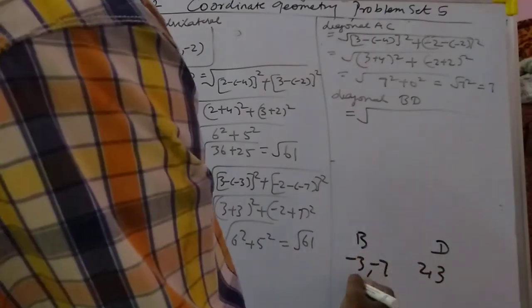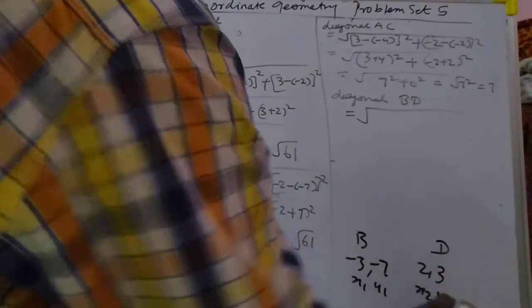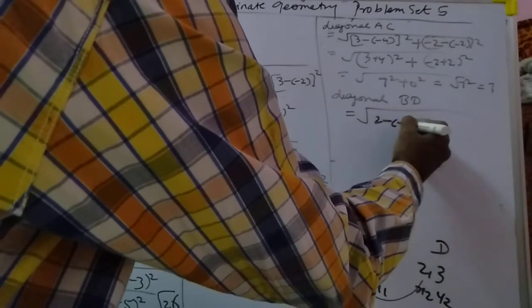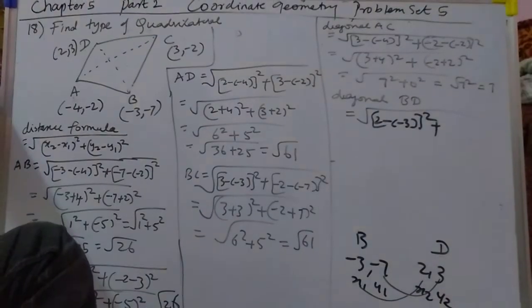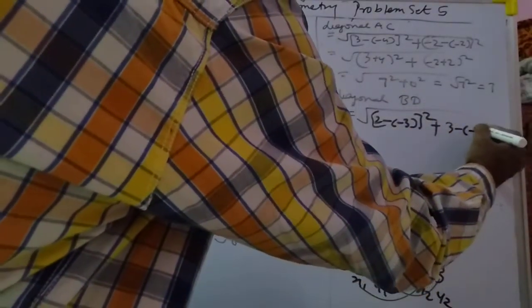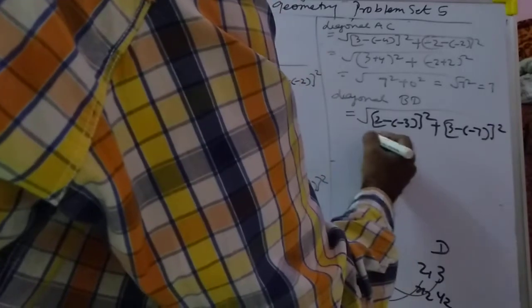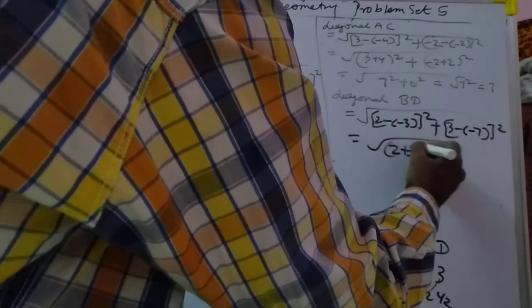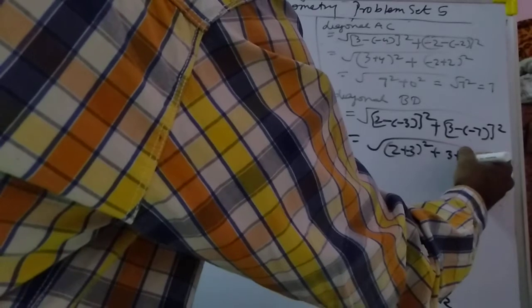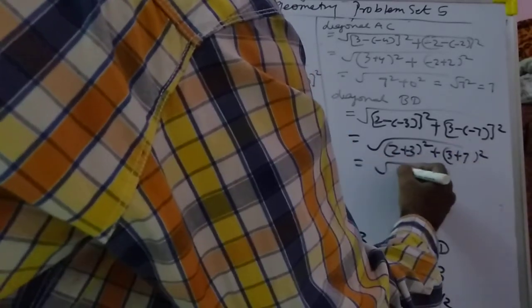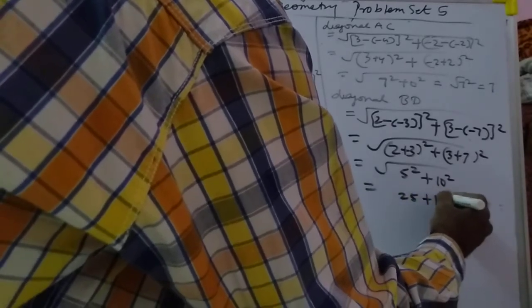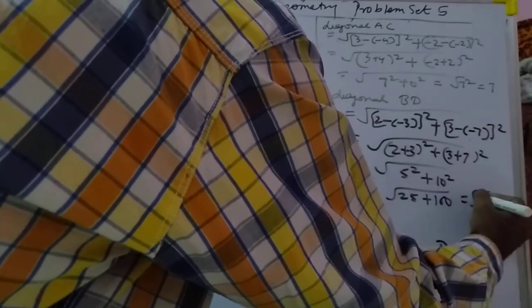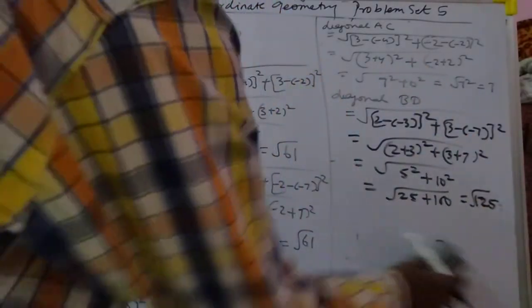Okay, diagonal BD. Here we subtract: 2 minus of -3 the whole square plus 3 minus of -7 the whole square, so that will become 2 plus 3 the whole square plus 3 plus 7 the whole square, so that will become 5 square plus 10 square, that is equal to 25 plus 100, so that will become root 125, okay. So they are not equal, means it is not rectangle, okay.